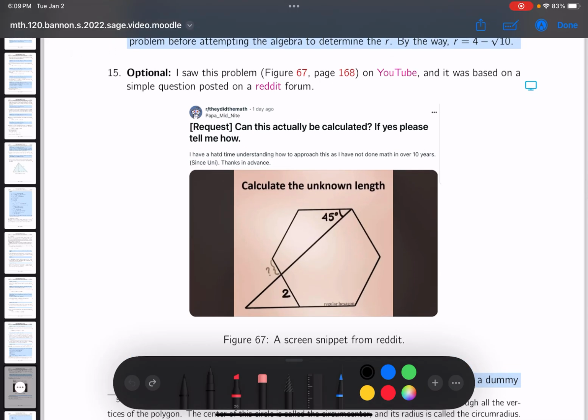Okay, number 15 is an optional problem. I saw the problem on YouTube. I do recommend you watch the video. You just click on this link over here, and you can watch the guy do the video. It's based on a problem that was posted to Reddit.